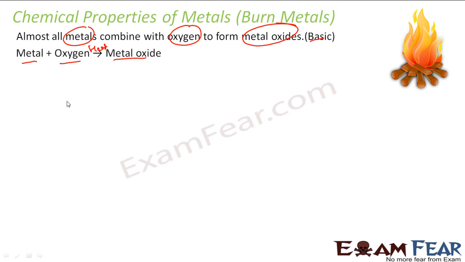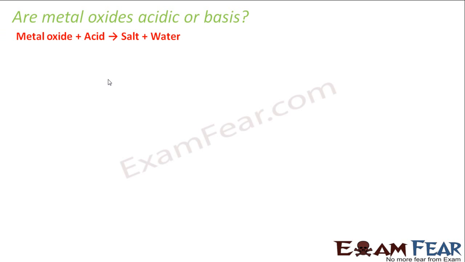So generally, when you burn the metal, that is, when you heat it in presence of oxygen, it gives metal oxide, and they are generally basic in nature. For example, you take manganese, you burn it, you get manganese oxide. And as I told you, the metal oxides are basic.